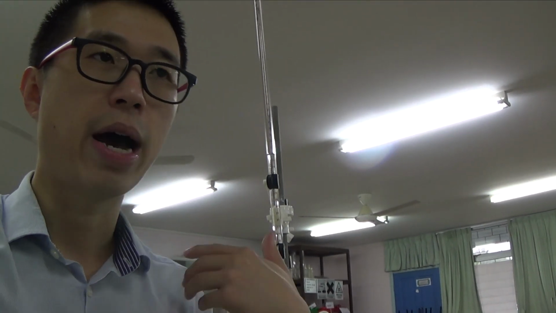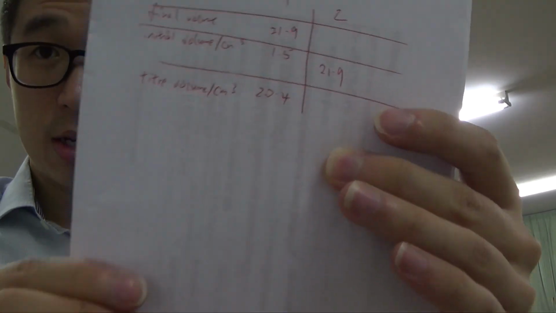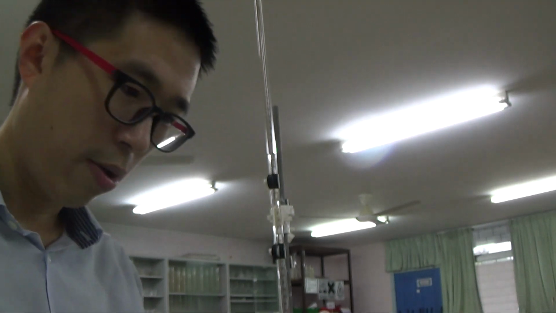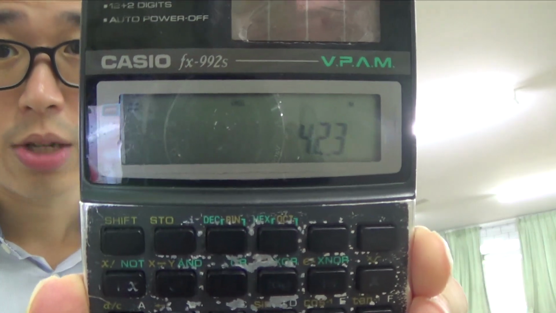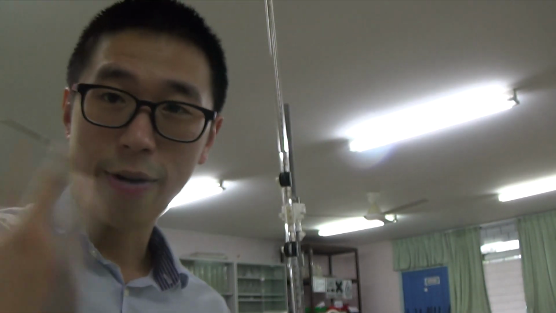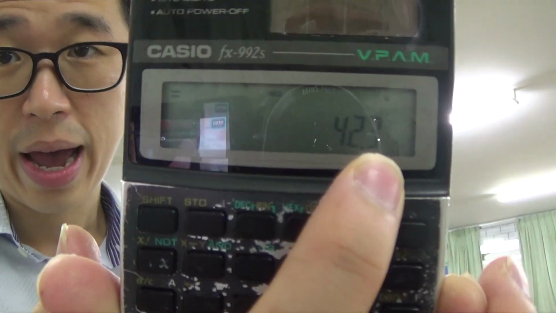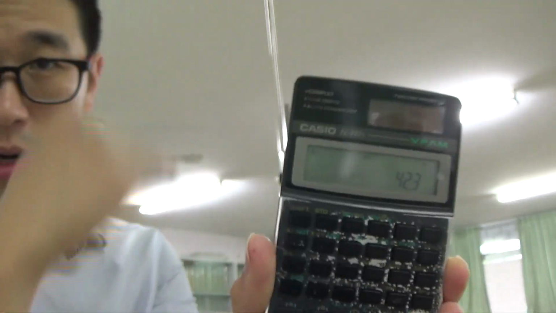So I could add my rough titre to my initial volume. My rough titre was 20.4. If I'm starting from 21.9, 21.9 plus 20.4, I get 42.3. So this 42.3 is going to be the rough endpoint. What I want to do is be careful when I am very close to 42.3, maybe around 40. I'll let it go fast until 40, then I'll go drop by drop just to be safe and get an accurate titre with one drop.